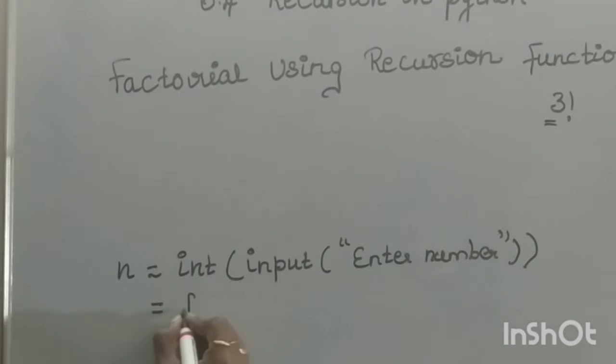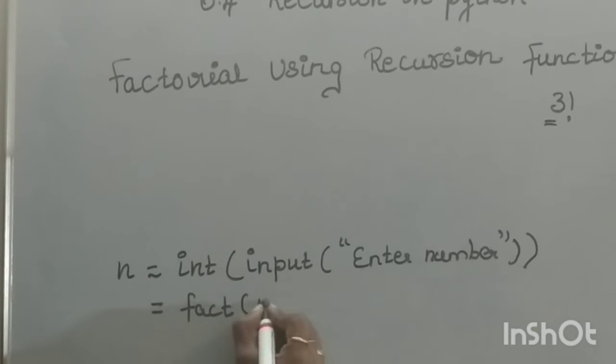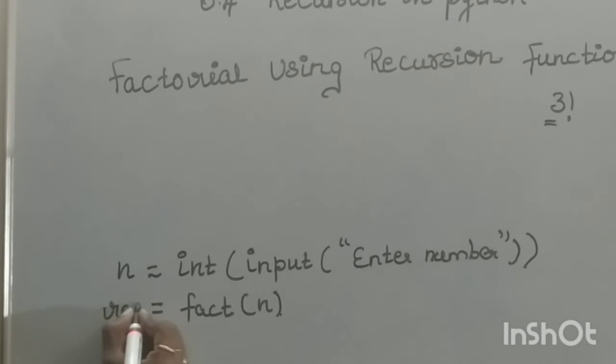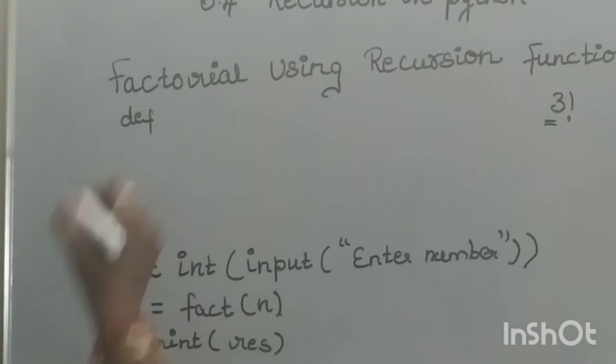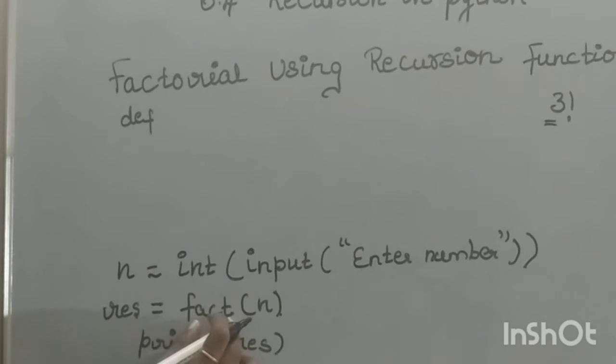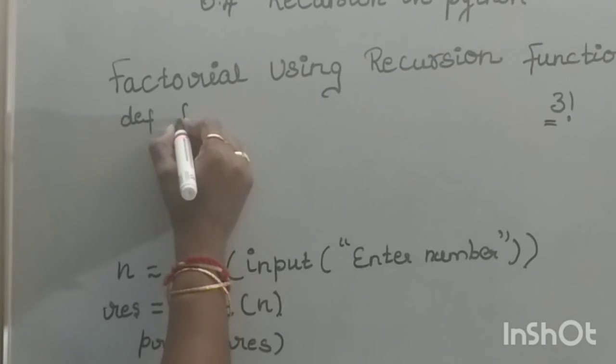And then I have given the name of the function as fact. Argument is n. Result will be stored in a variable res. Finally, you have to print that result. def is the keyword which will help you to identify it as a function definition. The name of the function is fact.